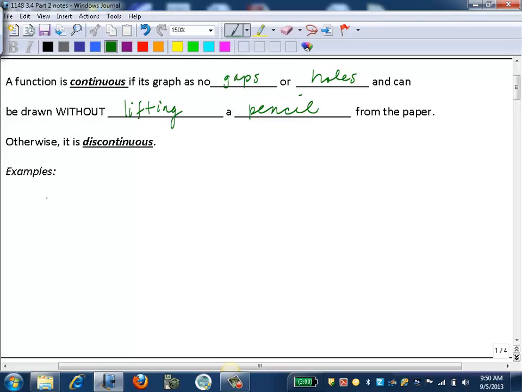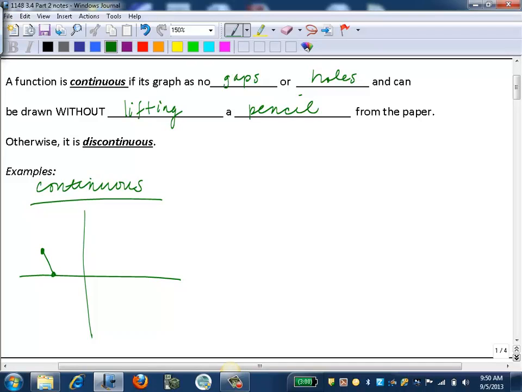So here are some examples of continuous functions. So here's an example. So just a generic shape here. As I draw this from left to right, I'm just marking certain key points to see the shape. As I draw this, we can see there's no holes or gaps, and if I trace along from left to right, I wouldn't have to lift my pencil from the paper as I sketch it. So that's a continuous function.